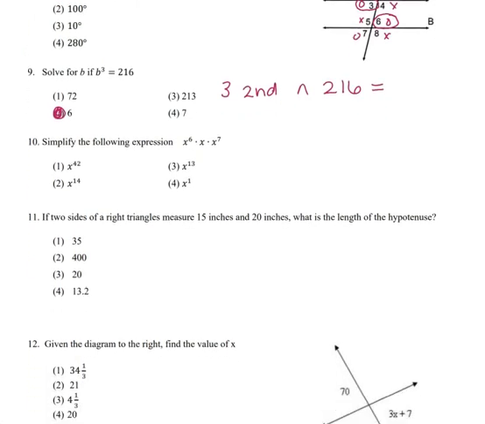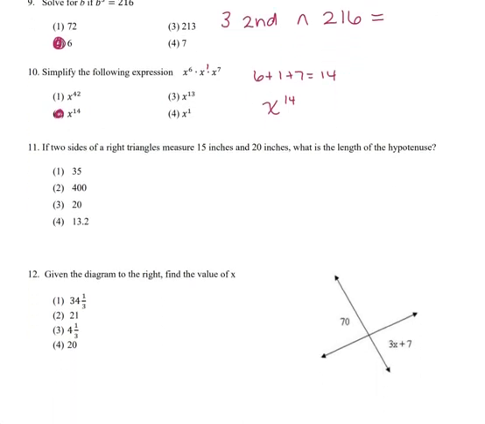Now for 10, it says simplify the following expression. X to the 6th multiplied by x times x to the 7th. Now remember, there's an imaginary 1 there. So whenever I'm multiplying, I keep my bases and I add the exponents. 6 plus 1 plus 7 equals 14. So I keep my base of x. I add the exponents, x to the 14th power.